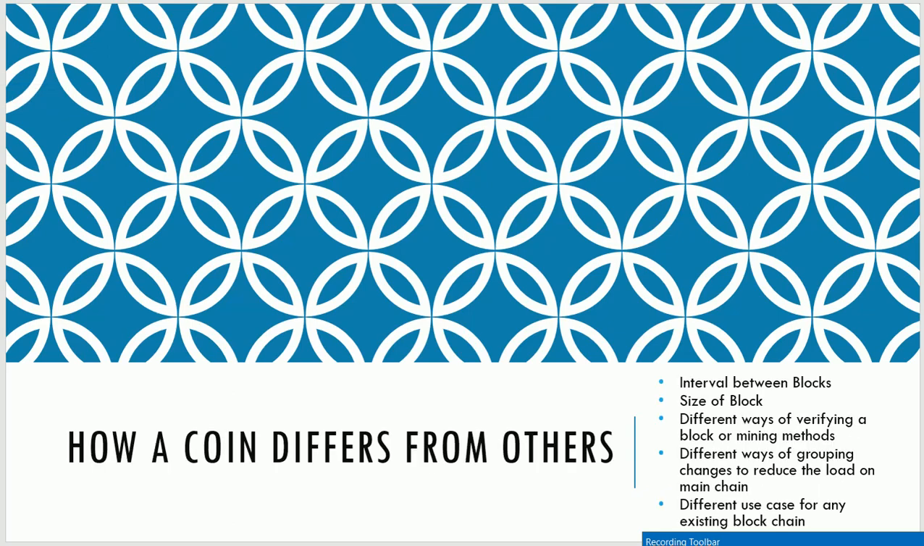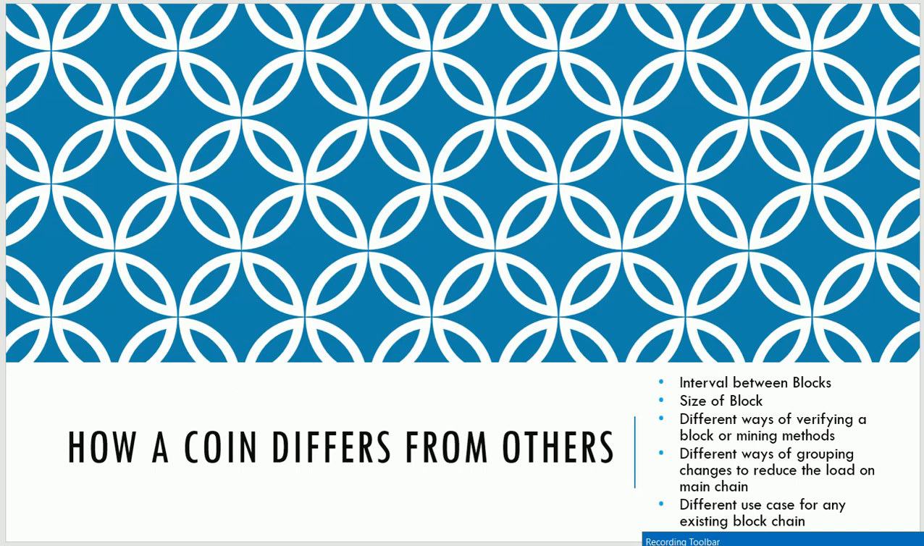So how does a coin differ from others? Each coin differs in characteristics. Either they differ in the interval between updates, which is the time between finding a new block, or they differ in the size of a block, as in how much information can be updated in a block. There is a limit to how many changes can be recorded in a block. So different coins have different block sizes to accommodate more or fewer changes, and they have their own theory on why they have kept the size small or large.